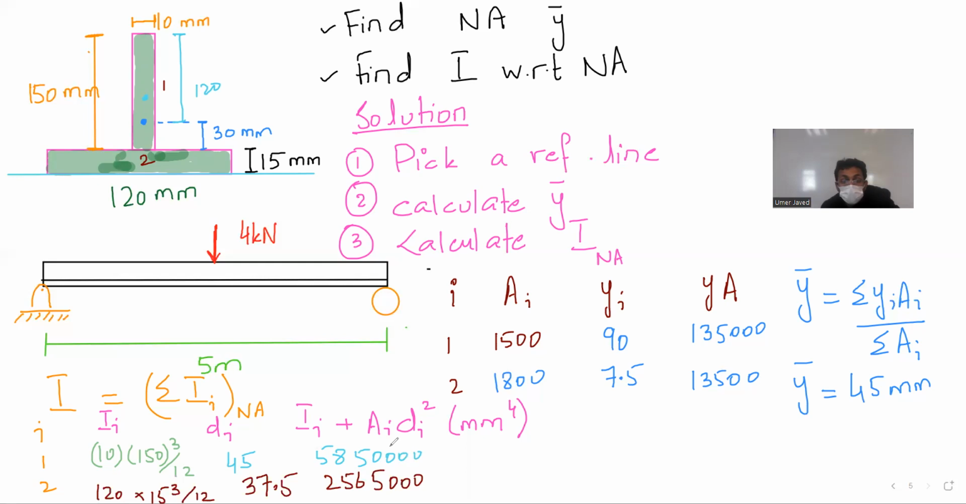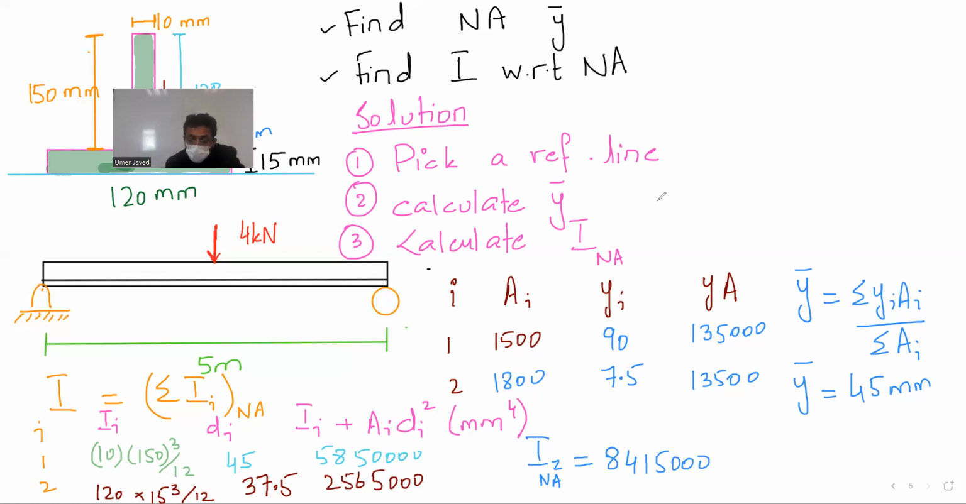For finding I, you will add them together. I_z, which is I about neutral axis. You can use the word Z or NA. It is equal to the addition of both of them, which is equal to 8415,000.